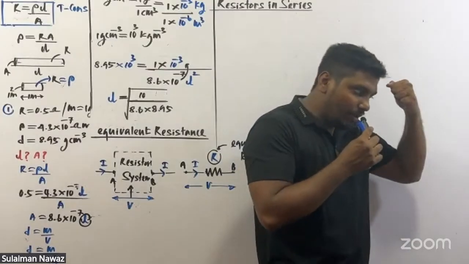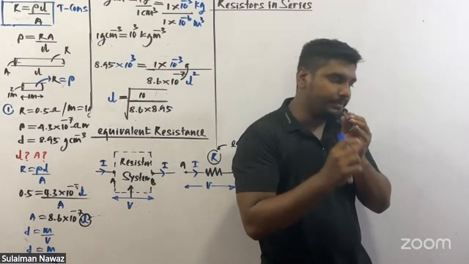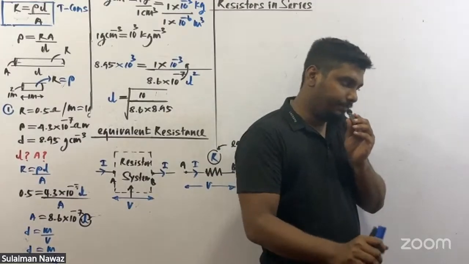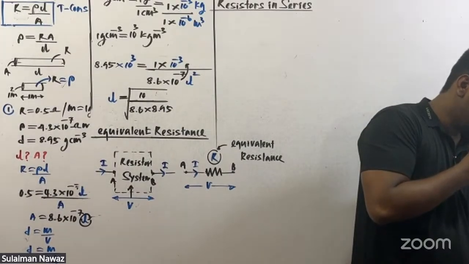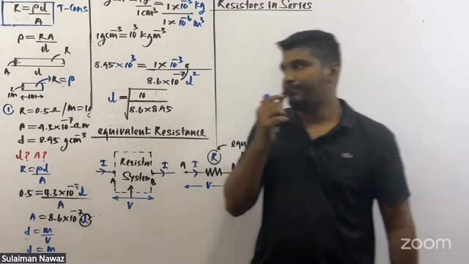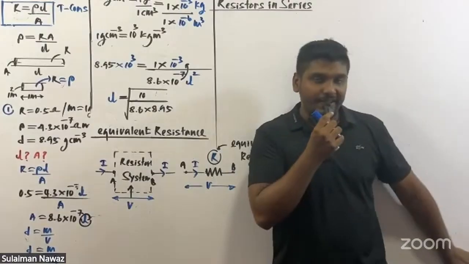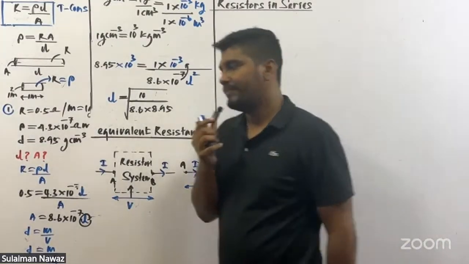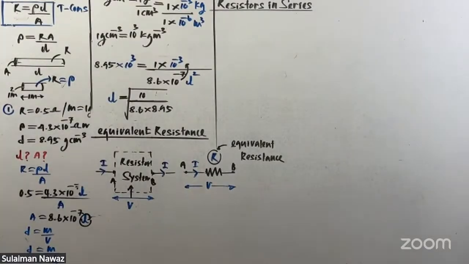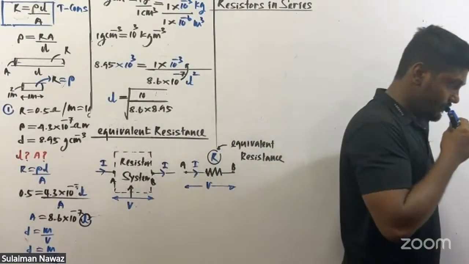The potential difference across the equivalent resistor is equal to the algebraic sum of potential difference across each resistor.